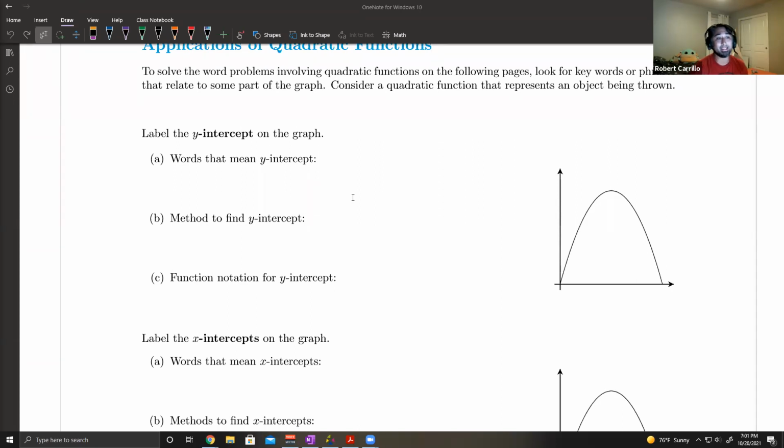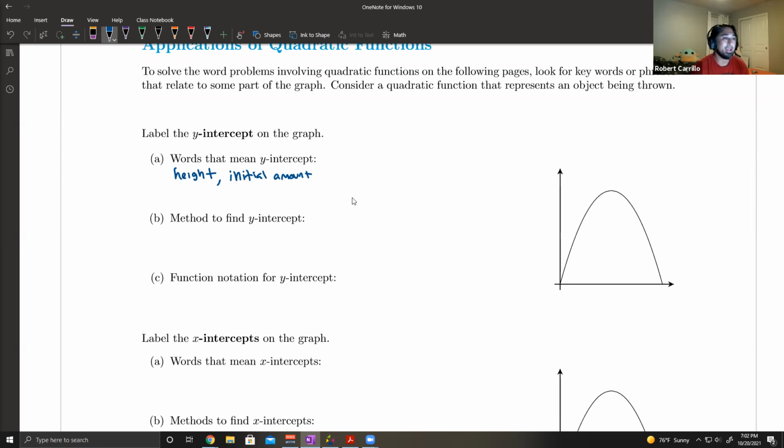So the first thing we're going to look at is the Y-intercept. Words that mean Y-intercept in a quadratic application would be something like height. So words that would mean the Y-intercept: where does something start? What would the height be? Or it could even be just an initial amount. Amount being anything, the initial height, the initial cost of a product, just the initial amount of something.